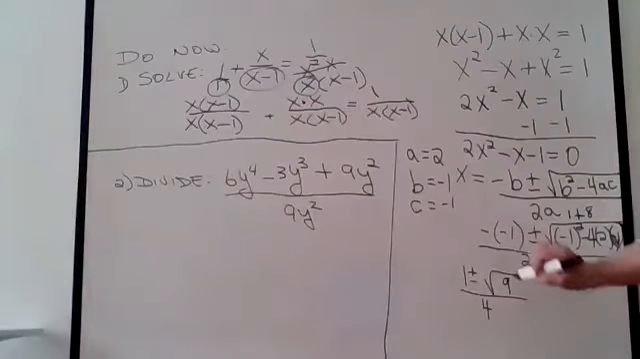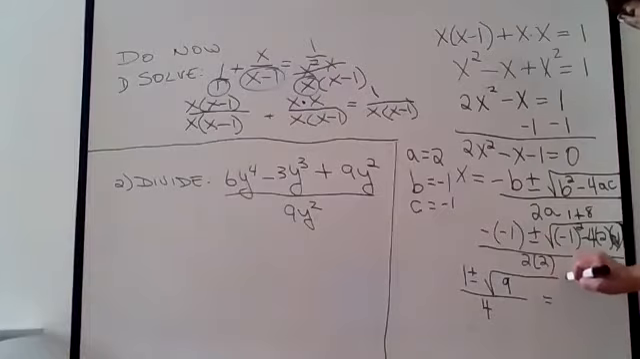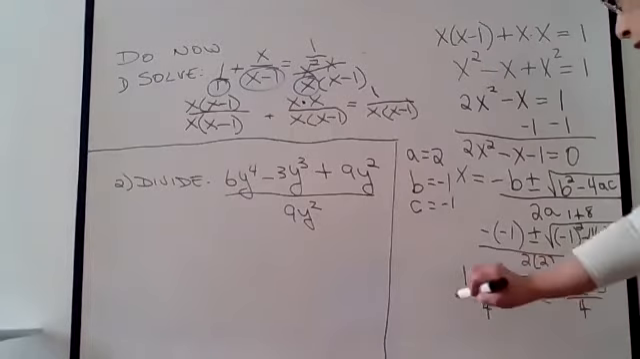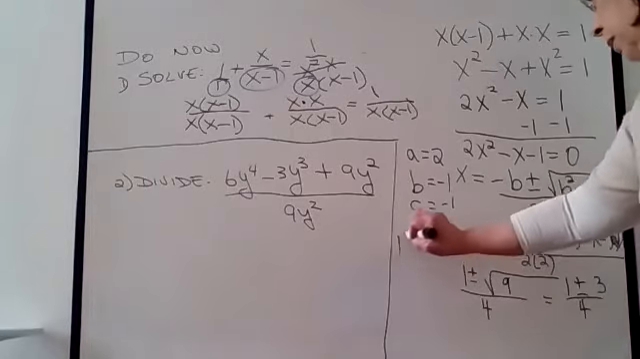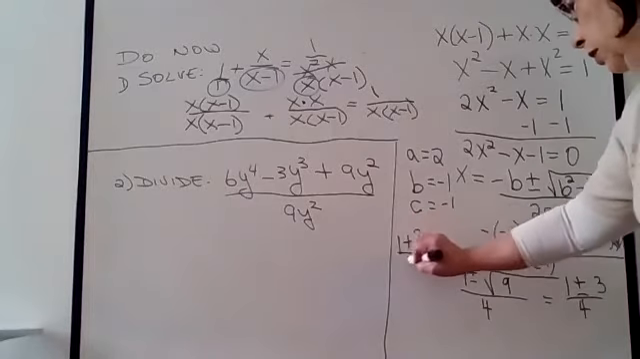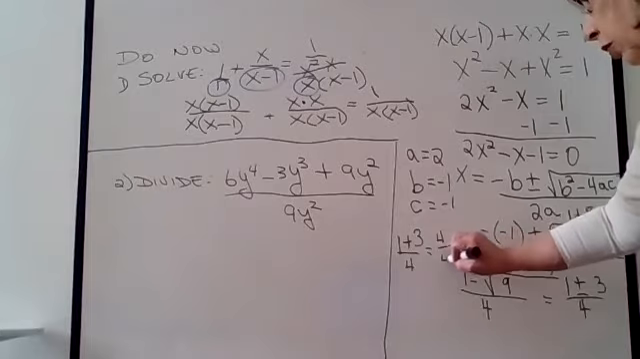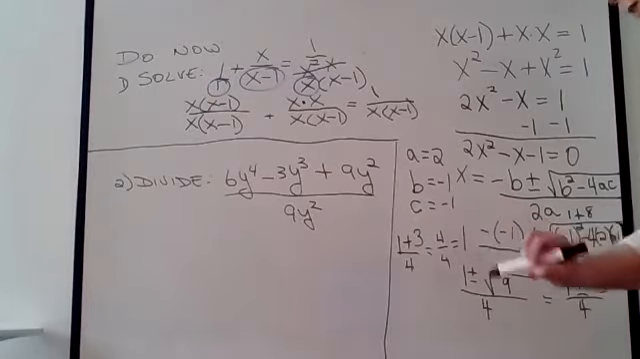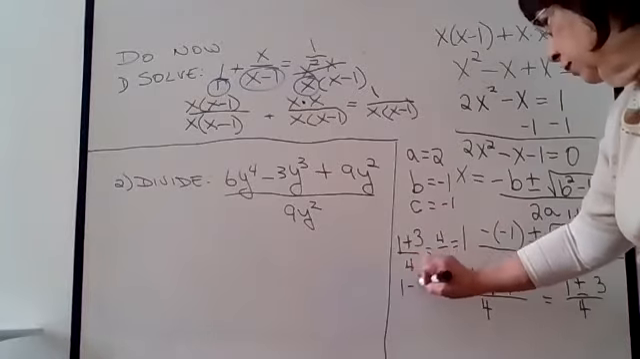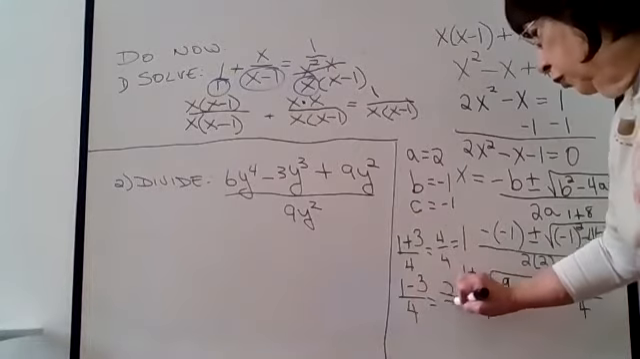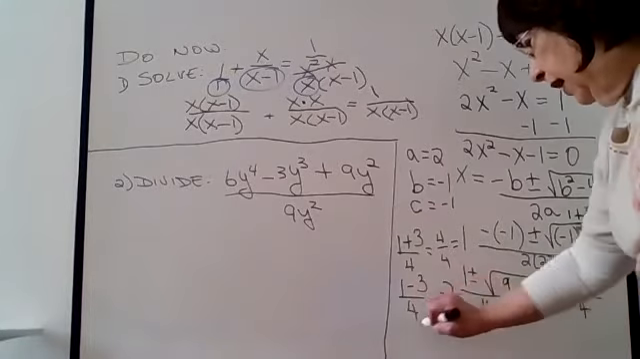Which gives me 1 plus or minus square root of 9, which is 3, over 4. So here are my two answers. 1 plus 3 over 4, which gives me 4 over 4, or 1. And 1 minus 3 over 4, which is negative 2 over 4, or negative a half.